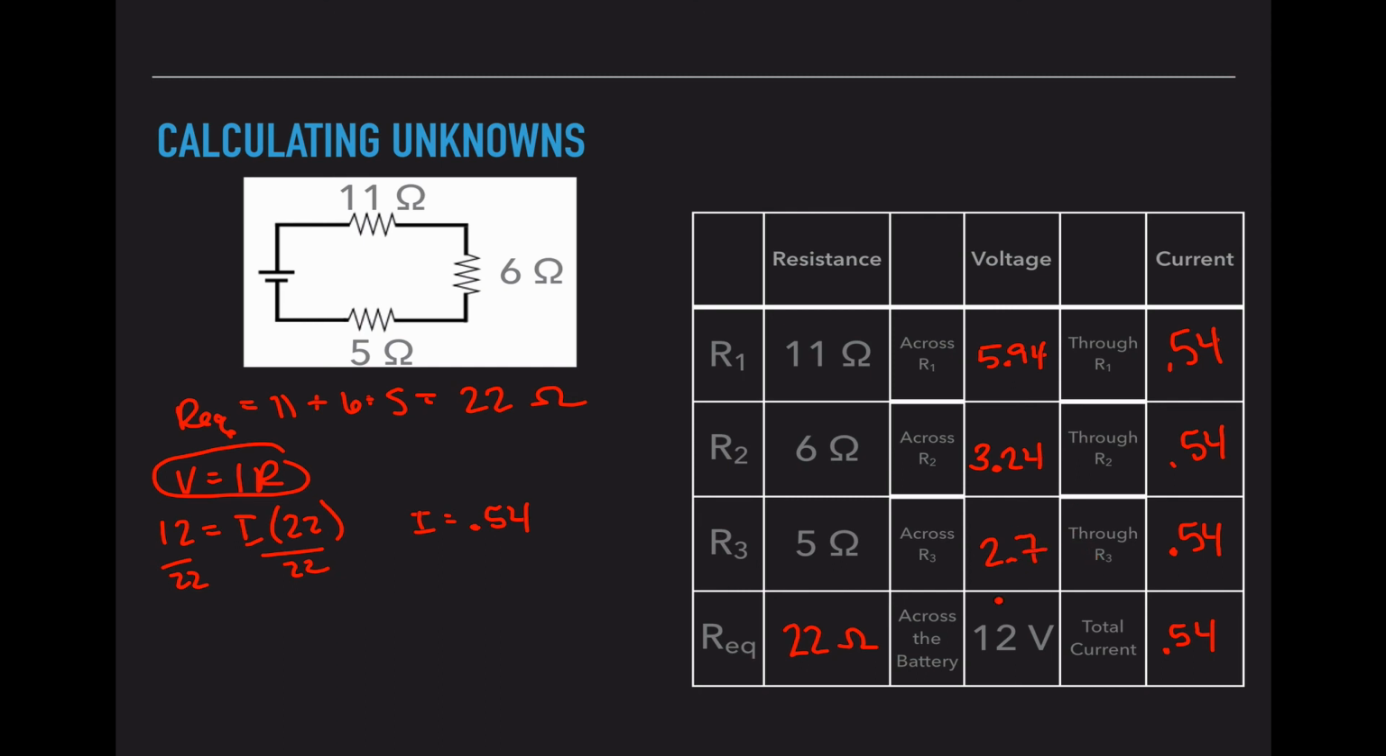Now if I double check, these should add up to 12. 5.94 plus 3.24 plus 2.7 is 11.88. That's just because we rounded this number here. If we would have taken out a couple more decimal places, we would have had 12 exactly. But that's close enough for me.